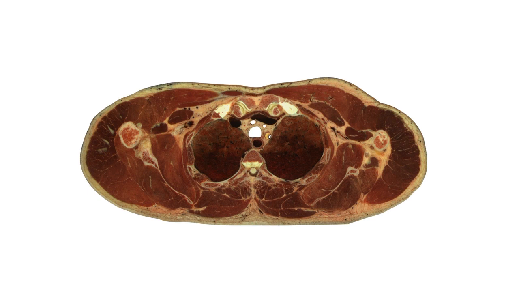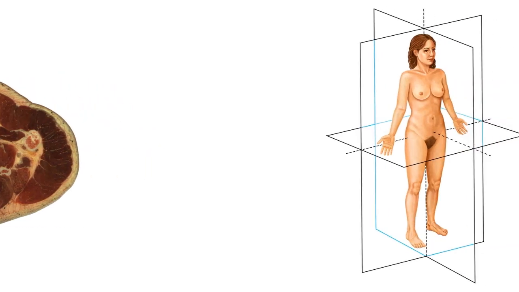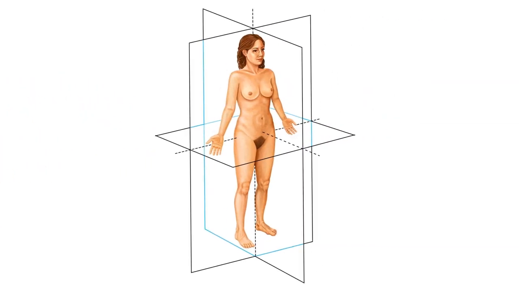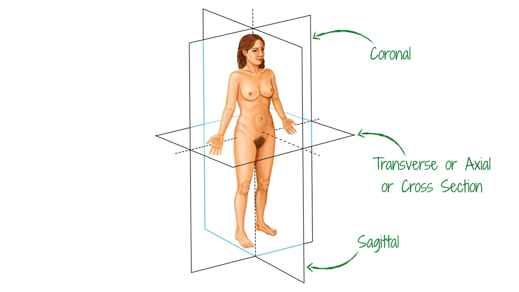But before we begin, let's discuss briefly what a cross-section is and how we study a cross-section. And after that, we'll go through the different structures that we can see at the level of T3. So a cross-section is a section of the human body at the axial plane. And as you probably remember from our tutorials in the basics section, there are three planes that are used in order to describe the human body. And these planes are the coronal plane, the sagittal plane, and the axial or transverse or cross-sectional plane.